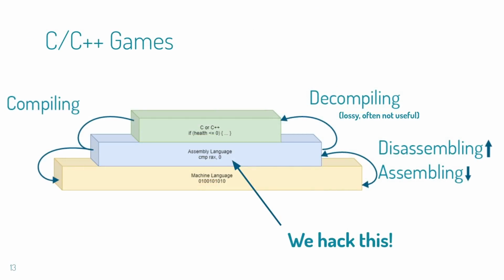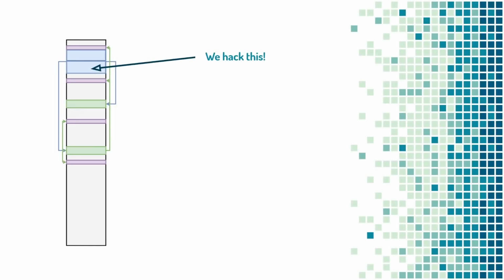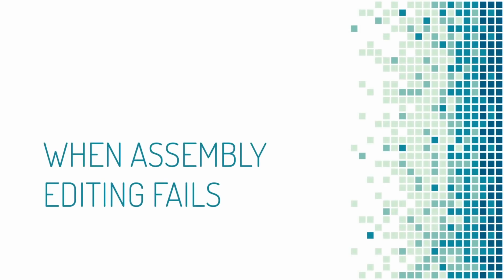So coming back to this diagram, we know that we'll be editing the assembly code of a game. Or more accurately, I always like to show the virtual memory. We are going to be hacking the code section of the exe, or perhaps a DLL, after they're loaded into memory. Now, unfortunately, there are some scenarios when this type of hack does not work, and we need to be very aware of these scenarios.